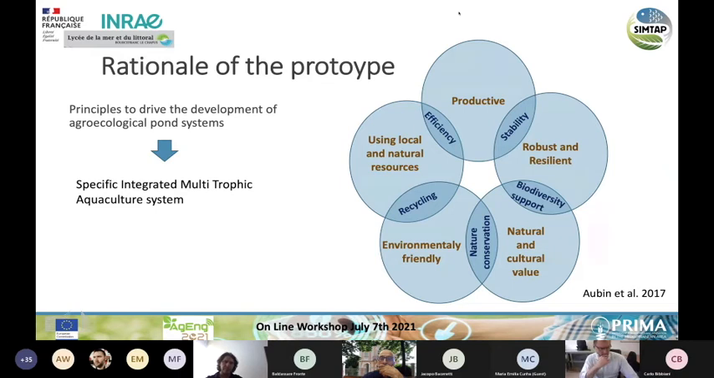The prototype that we built is also based on different principles that were predicted in a previous study, which could help to drive the development of agroecological pond systems. The idea is that the system that we want to promote should be productive, robust and resilient, having natural and cultural values, being environmentally friendly, using local and natural resources. And all of these principles lead us to think that integrated multi-trophic aquaculture can be a solution.